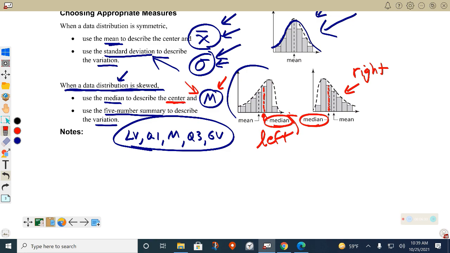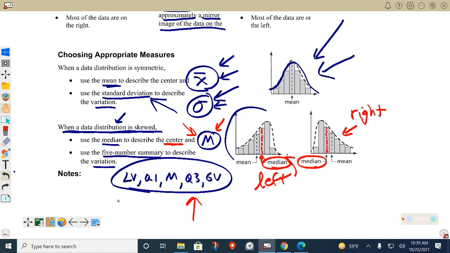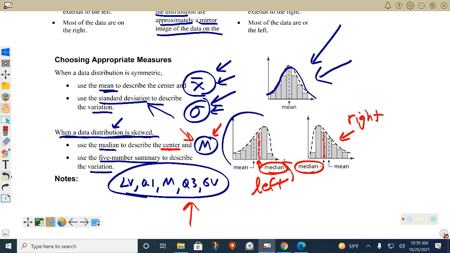That's what this is trying to say here on the back side of your note guide. And we use a 5-number summary to describe the variation. But if the data is symmetric, okay, if it's symmetric right here, we use the mean to describe the center. Look at it, it's right in the middle. Look at the mean, that's X bar. And we use a standard deviation to describe the variation.